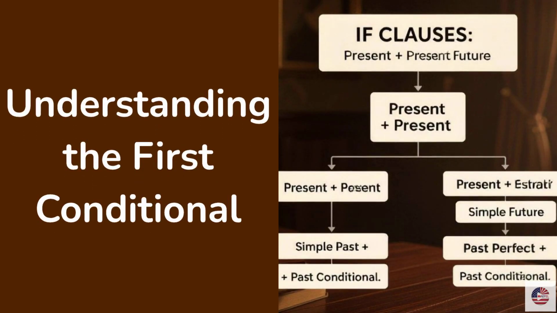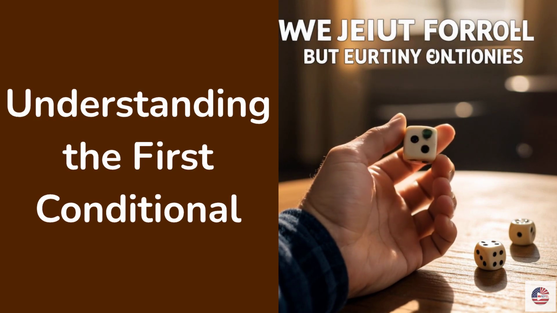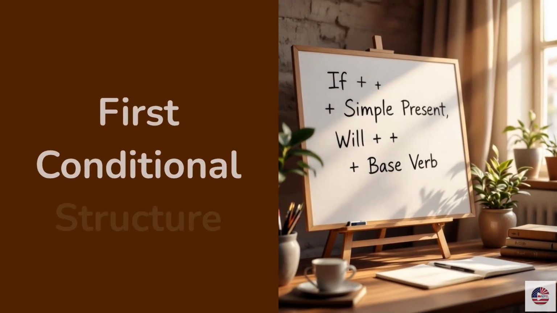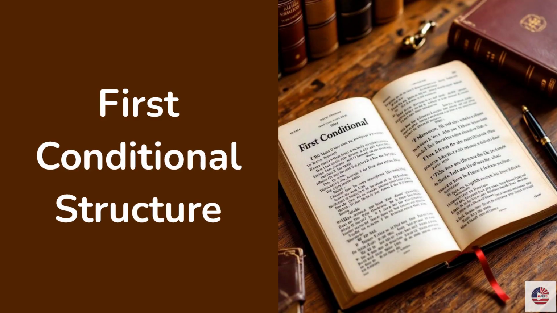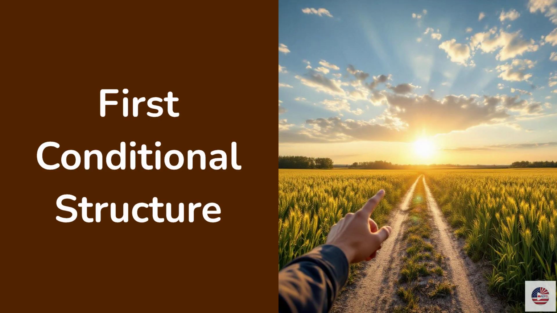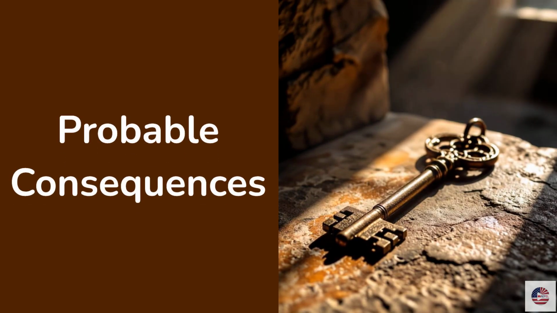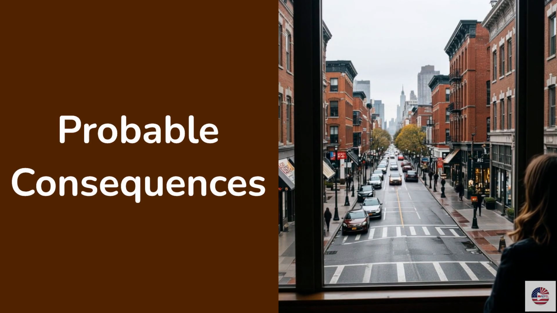The first conditional is used to talk about real and possible situations in the future. It describes a condition that is likely to happen and its probable outcome. We use it for plans, warnings, and predictions. The structure for the first conditional is if plus simple present, will plus base verb. The if clause uses the simple present tense, and the main clause uses will followed by the base form of the verb. This shows a strong possibility. The key idea is that the condition is likely to occur, and the result is a probable consequence. It's about what might realistically happen.